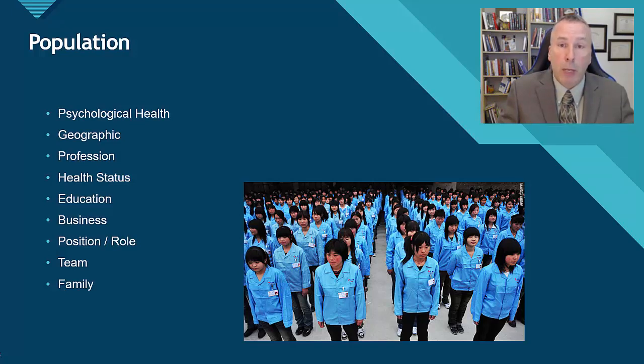Teams, another population. Perhaps you're looking at team dynamics. So your teams become your population and you want to look at teams, and it could even be sports teams or something of that nature. And then finally, family. Maybe you look at families within a certain region, or families that, let's say, live in rural areas, families that live in urban areas, large urban areas, small towns, big cities.